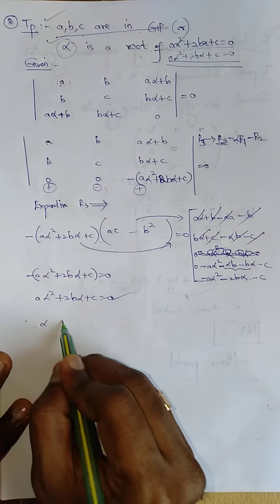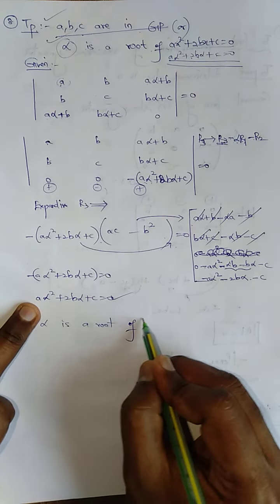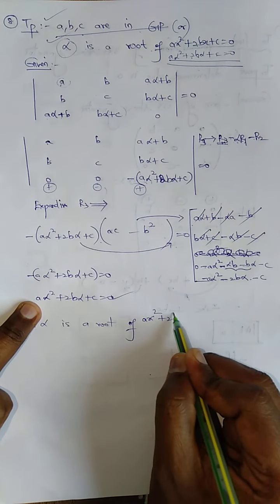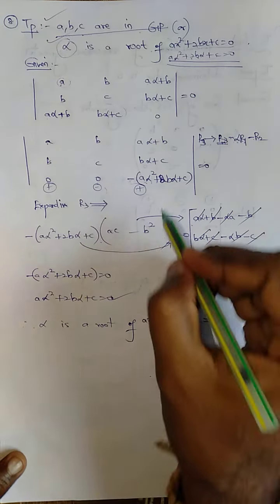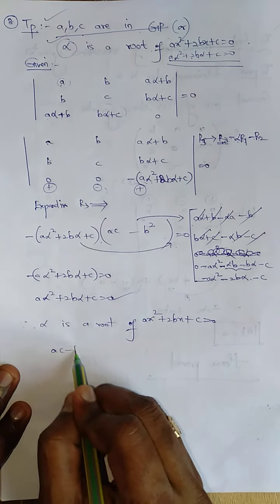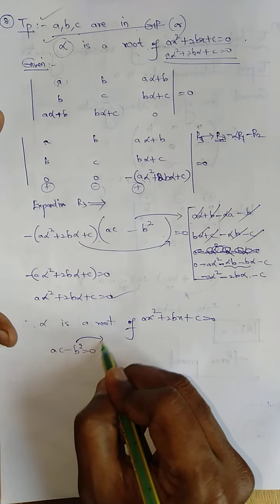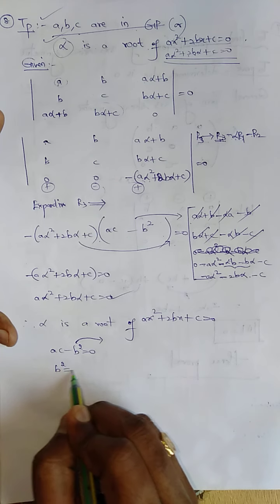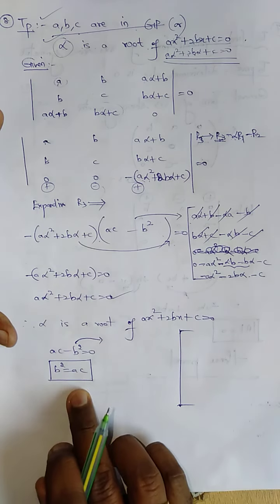Therefore we can say alpha is a root of ax square plus 2bx plus c is equal to 0. One condition I have proved. The second condition is AC minus b square is equal to 0. If minus b square becomes plus b square, therefore b square is equal to AC. Either one of these conditions means it is going to be a GP only.